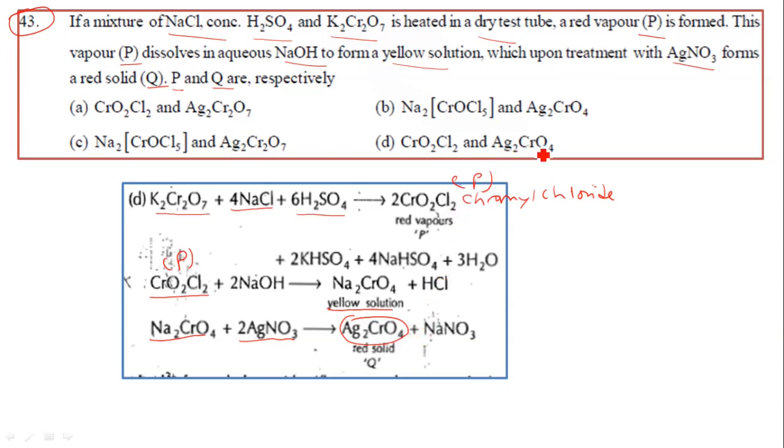Hence here you see option C was ruled out. Option B is ruled out. In option A and option D, you see the first product is correct, chromyl chloride. Here also chromyl chloride. But here the product formed is not potassium silver dichromate. It is silver chromate, Ag2CrO4. Hence option D is the correct answer.